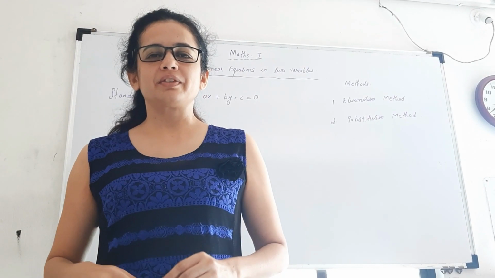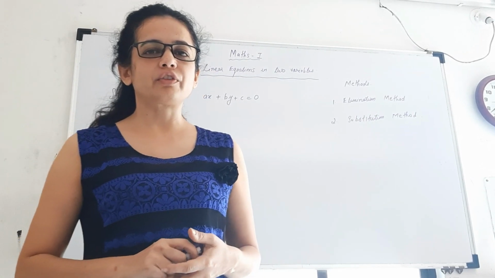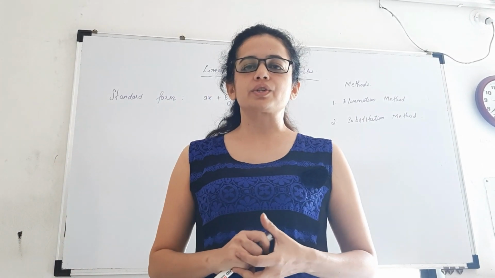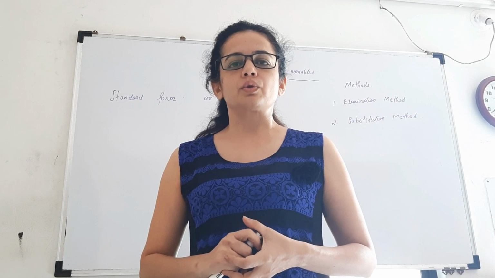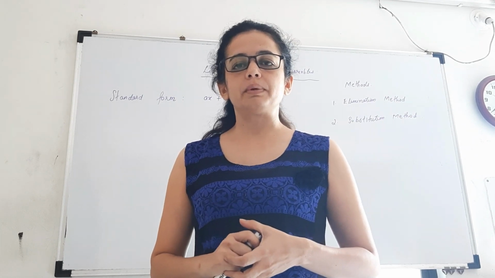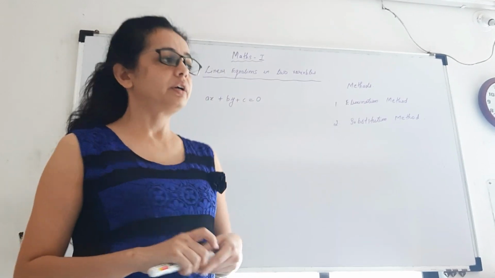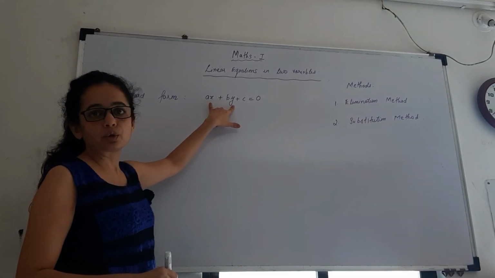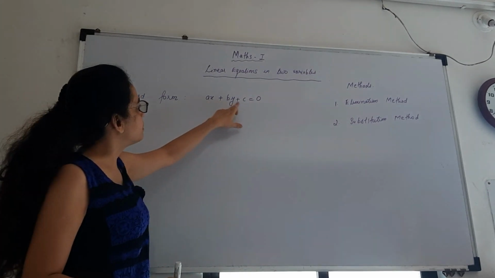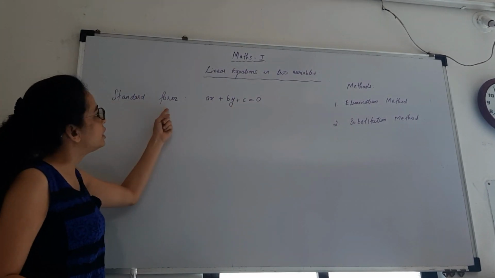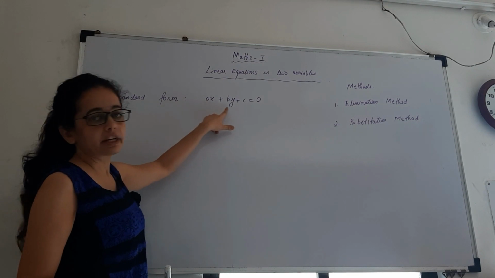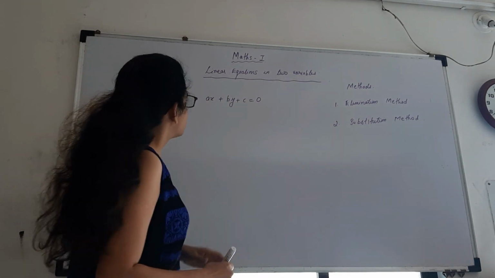Hello everybody, today we will be starting with chapter number 1 of Algebra, that is linear equation in two variables. So what do you mean by linear equation in two variables? We've already seen it in 9th standard. This is like having two variables, say x and y, and constants a, b, c. The standard form of the linear equation in two variables is ax plus by plus c equal to 0.